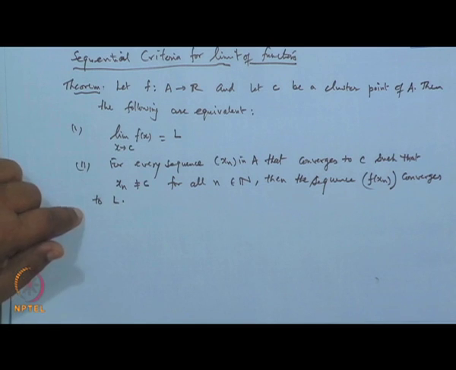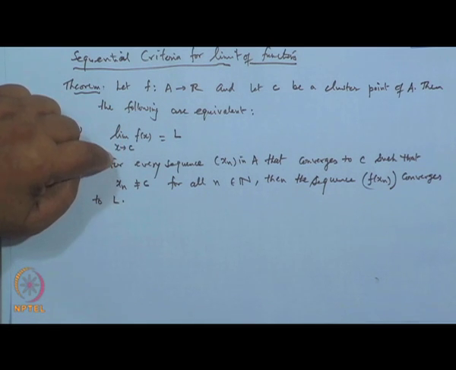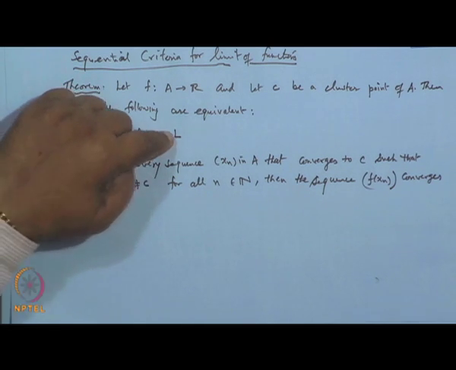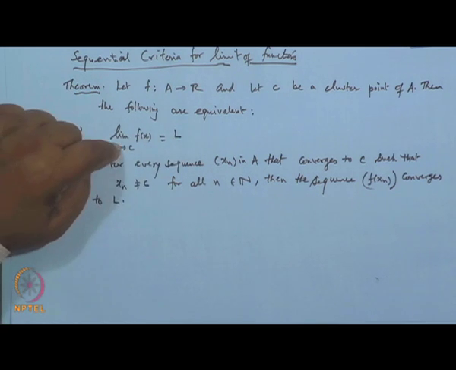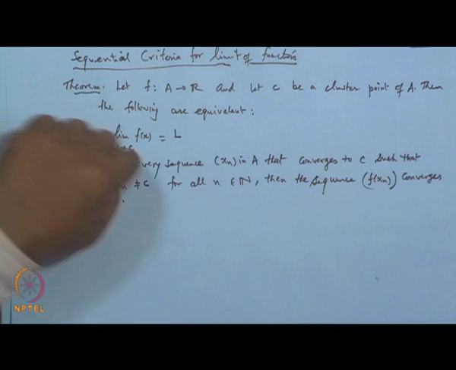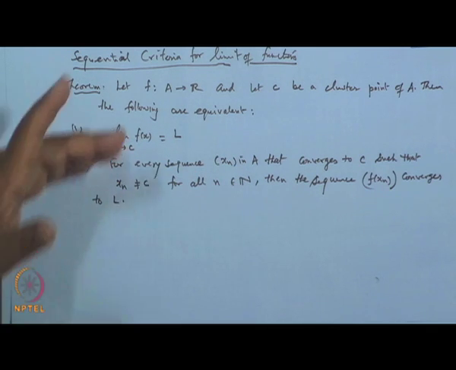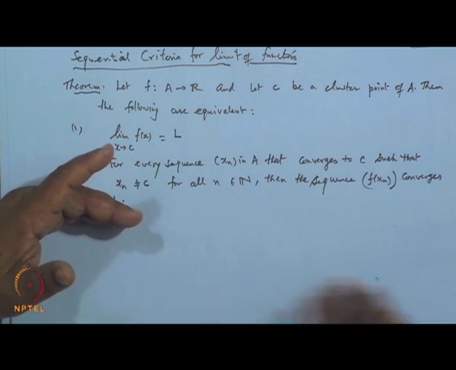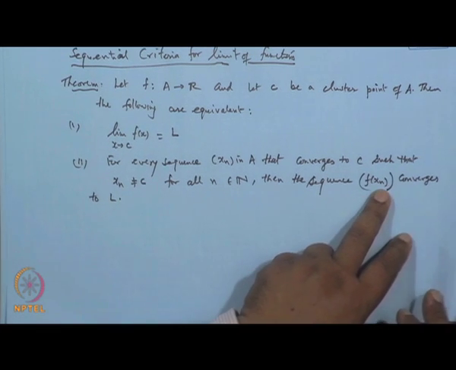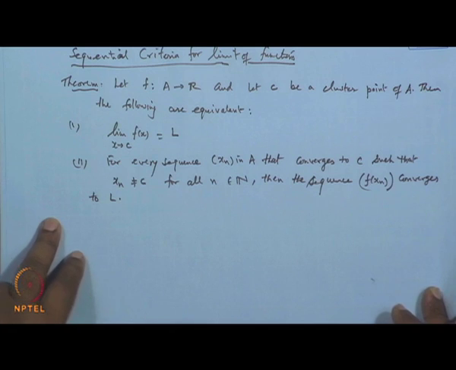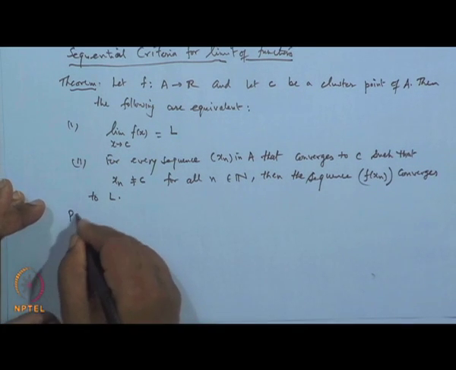So, both are equivalent. It means the limit of f x when x tends to C is L means for any given epsilon greater than 0, mod f x minus L is less than epsilon whenever mod x minus C is less than delta and x is different from C. This is equivalent to saying there will be a sequence in A which goes to C and then the corresponding image f x n will go to L, that is the proof.